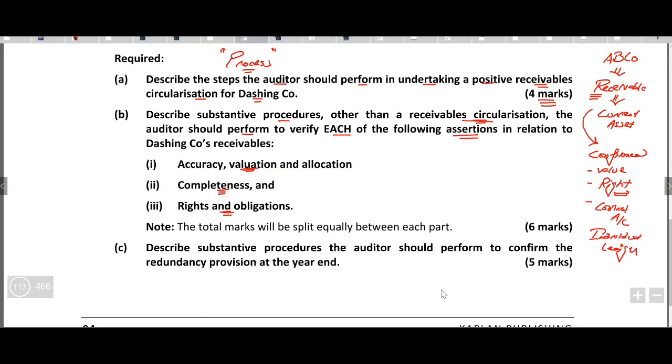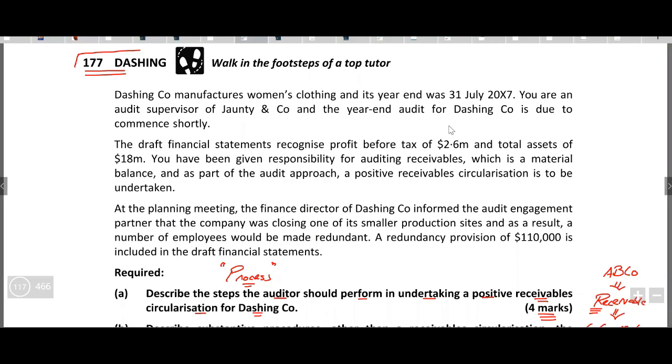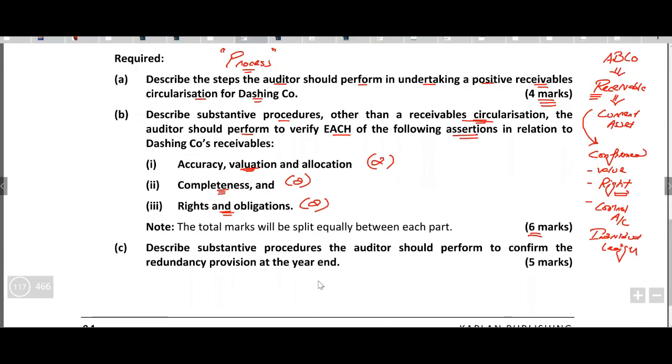You may write some of the procedures as well. I have explained all these procedures in your notes as well. So there were 6 marks. That means you have to write 2 procedures for accuracy, 2 procedures for completeness, and 2 procedures for the rights and obligations. All right, so you can see that we are able to make the procedures for accuracy, for completeness, and then for the rights and obligations.